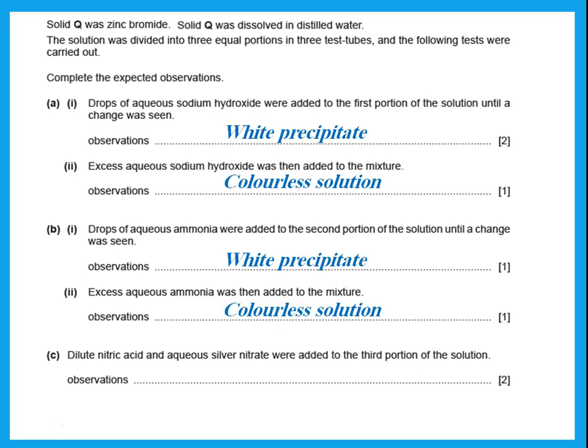Dilute nitric acid and silver nitrate were added. The first question I asked myself: silver nitrate was a test for what? Well, it was a test for chloride, bromide, iodide. Which one do I have? I have bromide. So what am I supposed to end with? Cream precipitate.